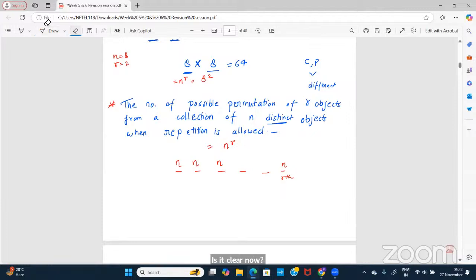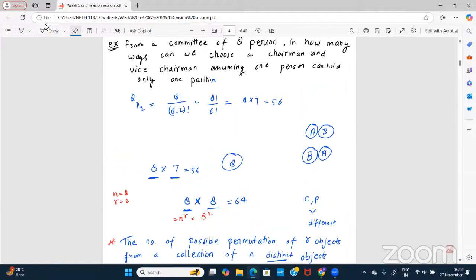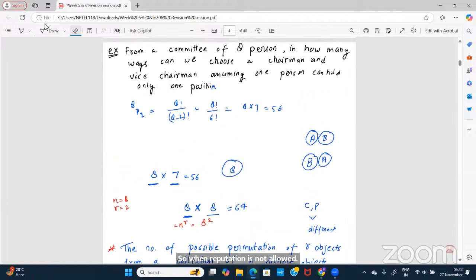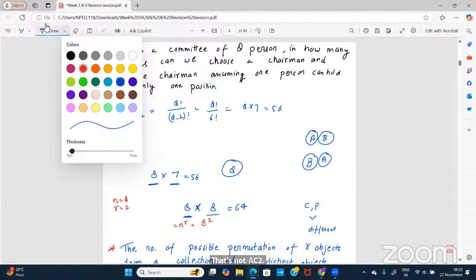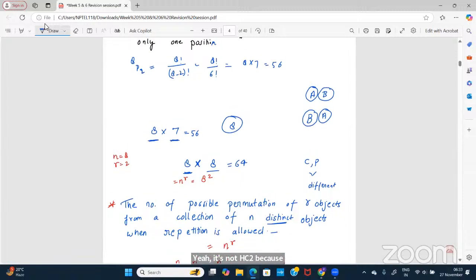Yes, ma'am, it's clear now. But ma'am, I want to understand one thing, like the first part of this question. When repetition is not allowed, that is not 8C2? It's not 8C2 because, okay, let me repeat this again.